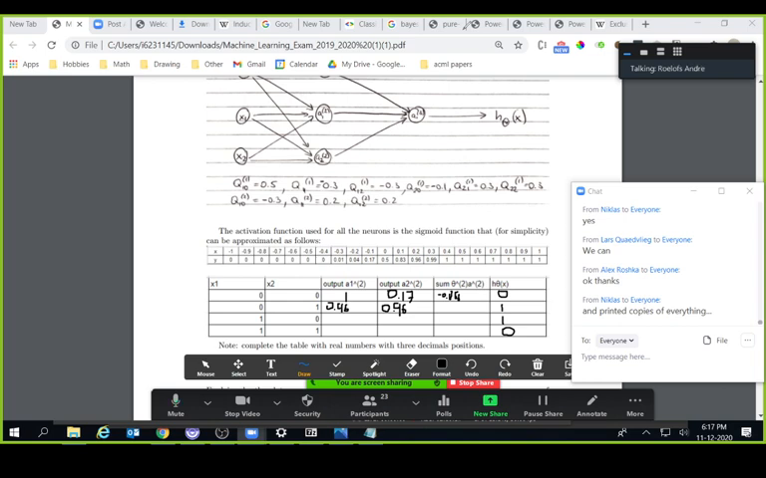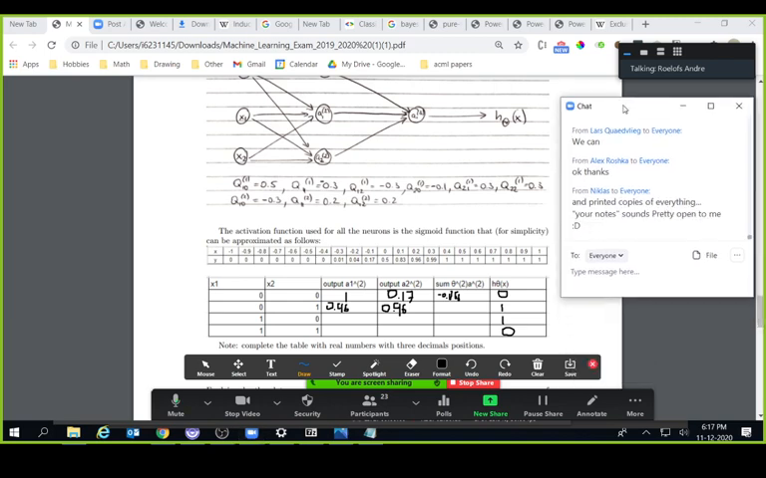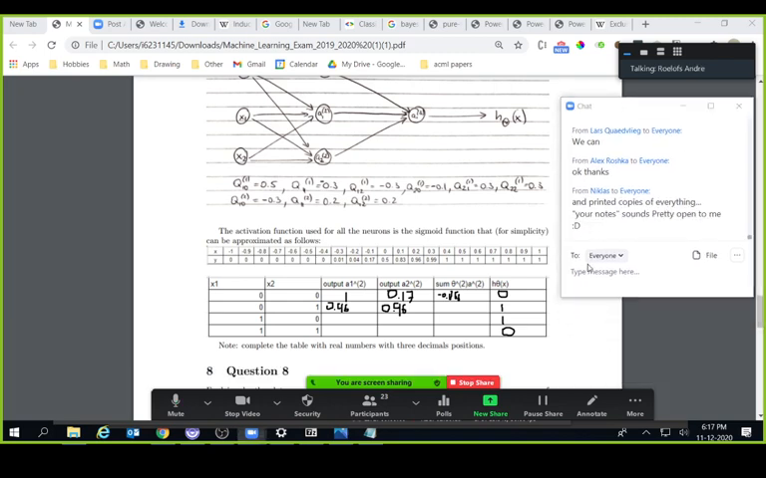And the question is, how do the old people know? And the answer is, I'm not omniscient. I do not know. But I'm just saying, your notes sound pretty open to me. Yeah, I don't know. I've heard from some student representative that they're wanting to change it.